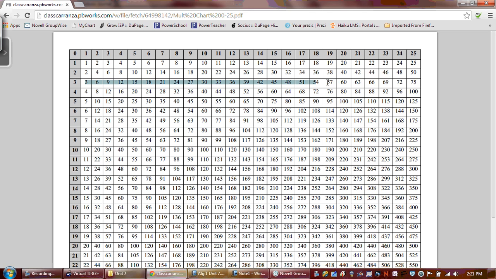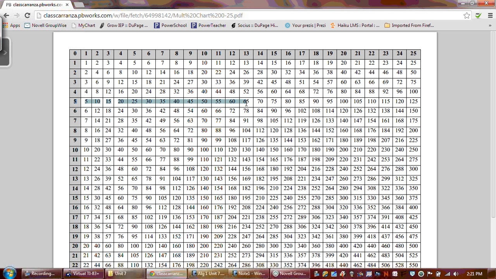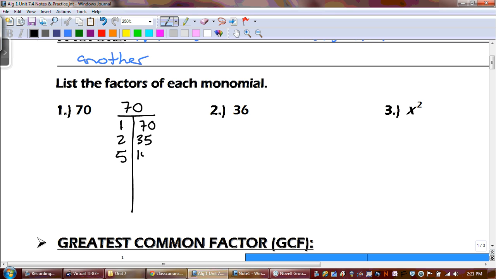Now, does 3 go into 70? If you go on your calculator, oh, decimal, doesn't work. What about 4? Doesn't work. What about 5? Yeah, 5 and 14. And that's where you can look on here and find it as well. Okay? So we get 5 and 14. And then the 7 and 10. And you can be like, oh, Mr. Grice, do I have to keep going? Well, let's find out.